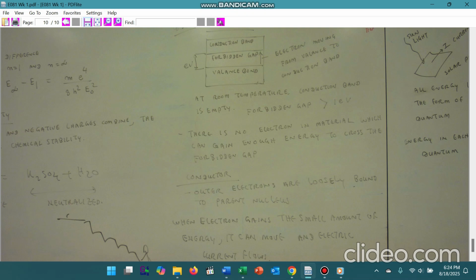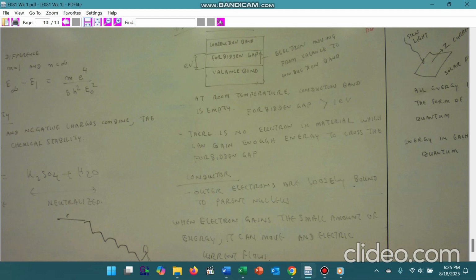This is the insulator. At normal conditions, at room temperature, the conduction band is empty. There is no moving electron in the conduction band, and the forbidden gap is greater than one electron volt. So this is an enormous electron energy level. There is no electron in the material which can gain enough energy to cross the forbidden gap. So the electron cannot pass through the forbidden gap. In a conductor, outer electrons are loosely bound and the forbidden gap is very small. When they receive energy, the electrons can easily move.